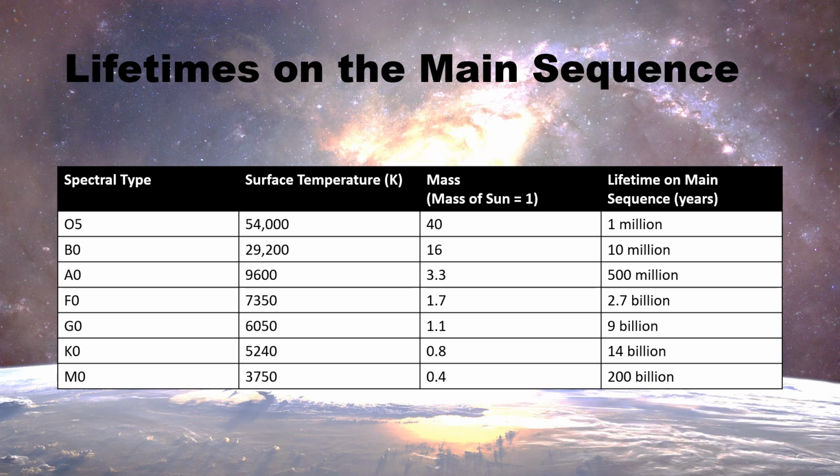If we compare that to, let's say, an M0 star, we can see that its surface temperature is about 3750. That mass is only about 0.4 times the mass of our sun. And you can see that it spends a whopping 200 billion years on the main sequence, which is very different from our sun. If we look at this G0 star, which is very close to our own sun, you can see its surface temperature is about 6,050 Kelvin. The mass is 1.1 times the sun, so it's slightly larger, and its lifetime is going to be about 9 billion years. So our own sun would be somewhere pretty close to these values that we can see here.